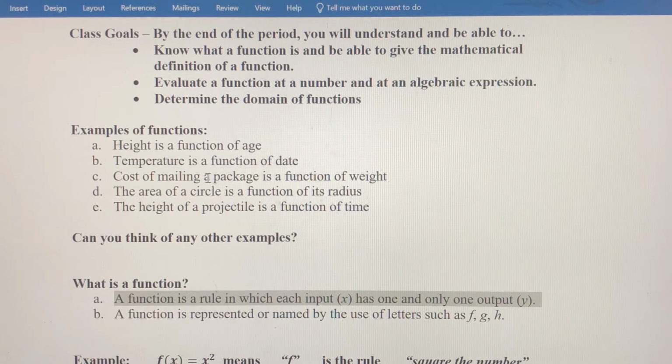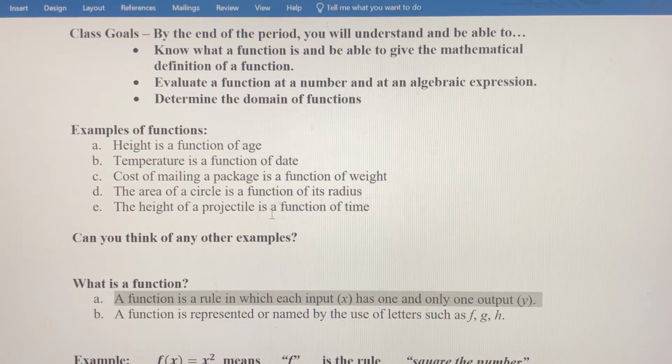Temperature is a function of date. Cost of mailing a package is a function of weight, okay? So notice in this case, the input is age, date, weight, radius, time, okay? The independent value or the input, and the dependent value or the output, is height, temperature, cost, area, and height, okay?